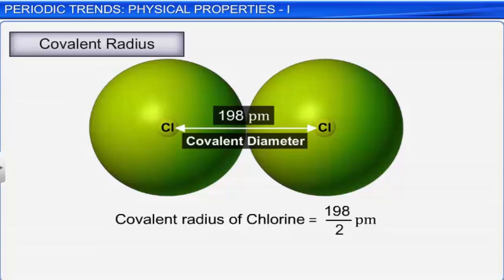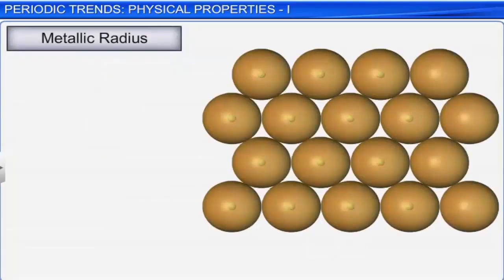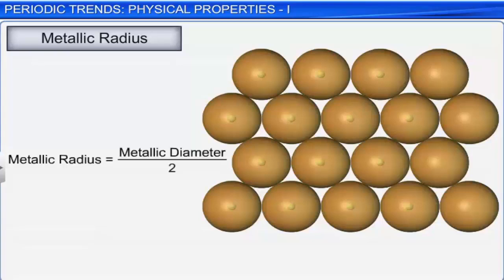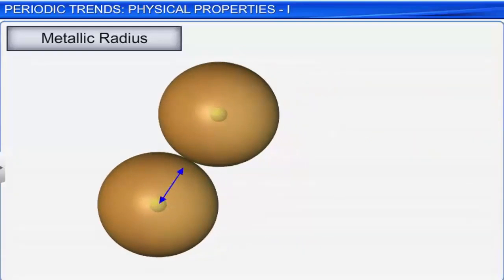For metals, we use the term metallic radius. Metallic radius is half the internuclear distance between the centers of the nuclei of two adjacent metal atoms in a metallic crystal. For example, the distance between two adjacent copper atoms in solid copper is 256 picometers. Therefore, the metallic radius of copper is 128 picometers.